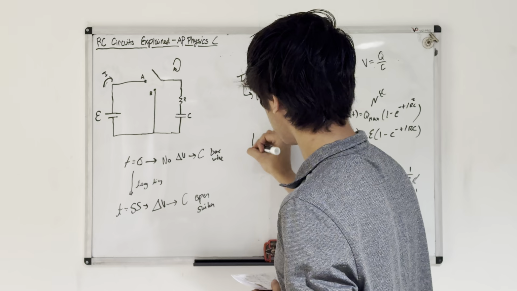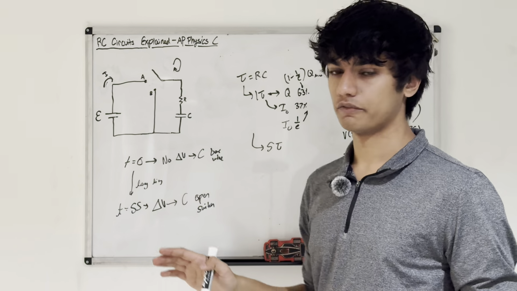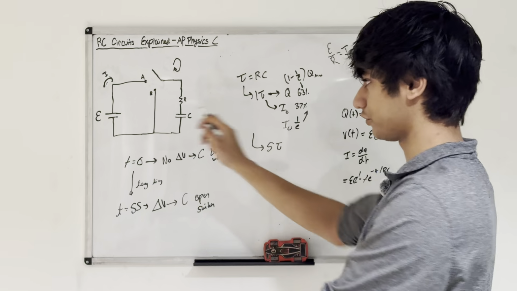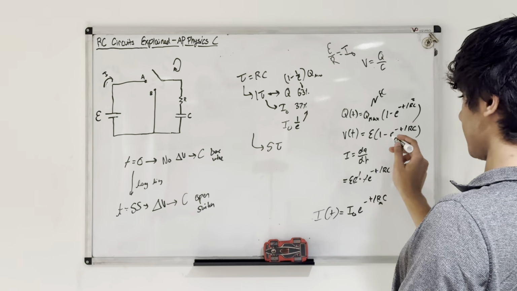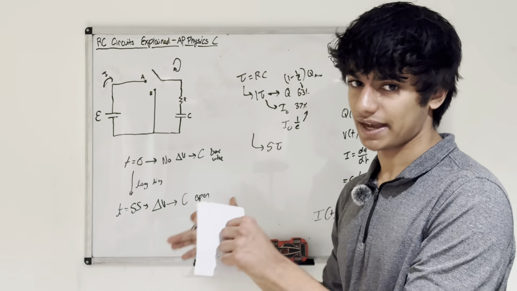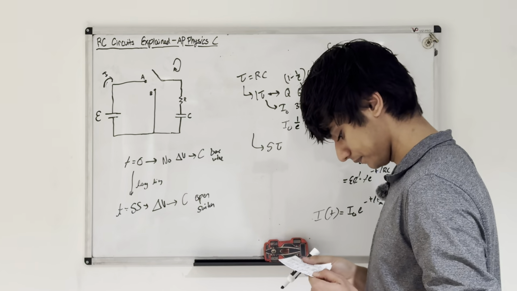And one more thing, we consider 5 time constants, 5 tau, to be fully charged. Because the idea is you can never really fully charge it, because this is going to be asymptotic if we think about it. The e to the negative t over RC is never actually going to reach Q max, because it's going to be an asymptote.